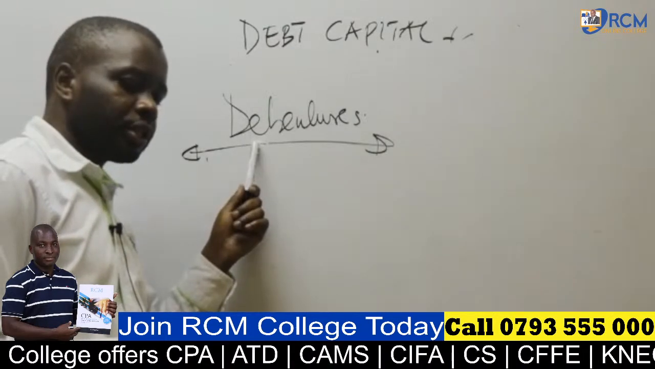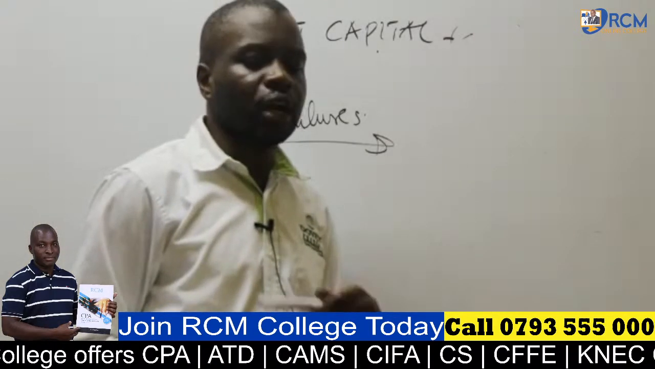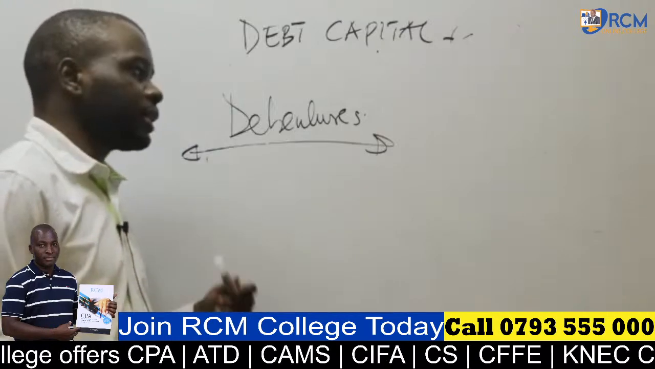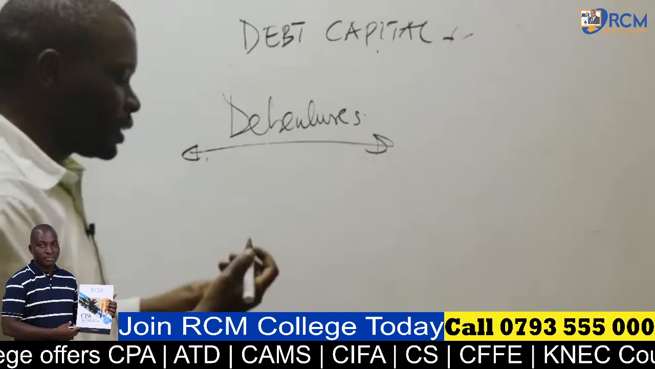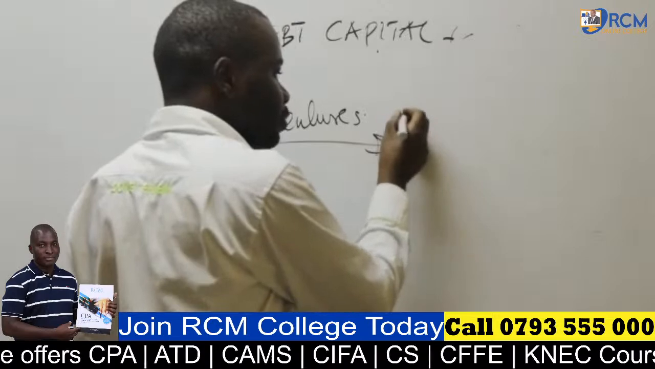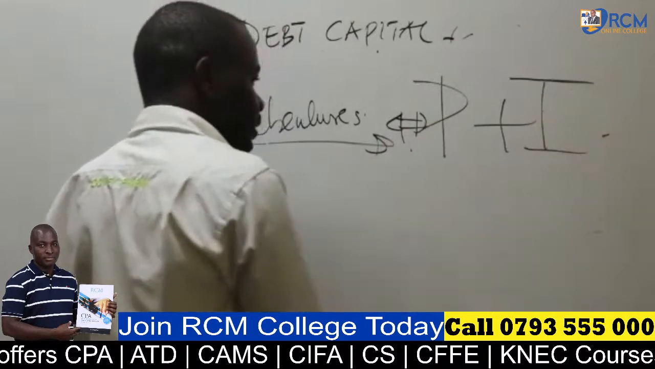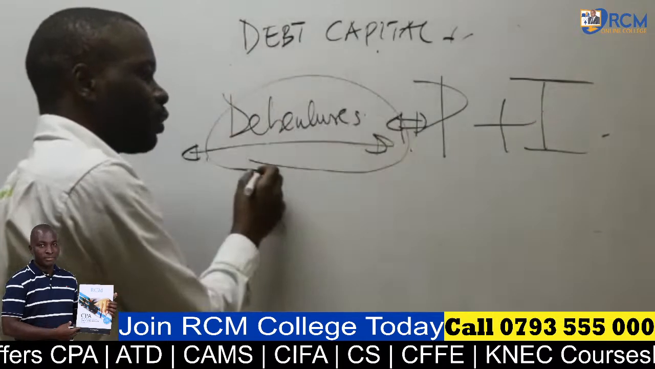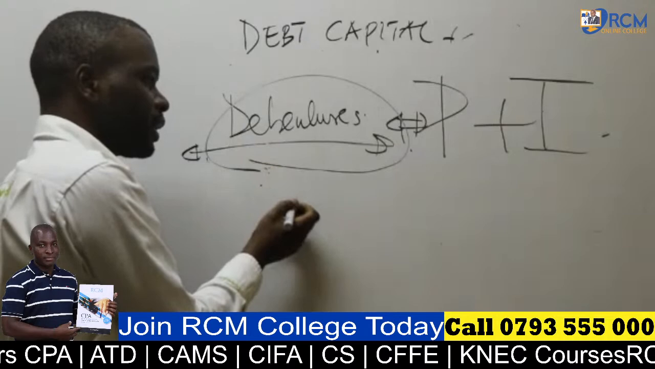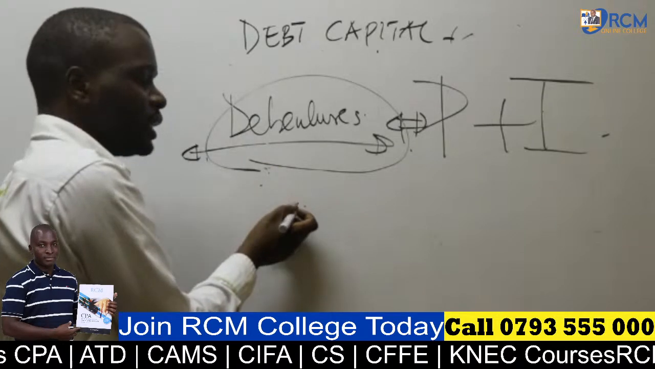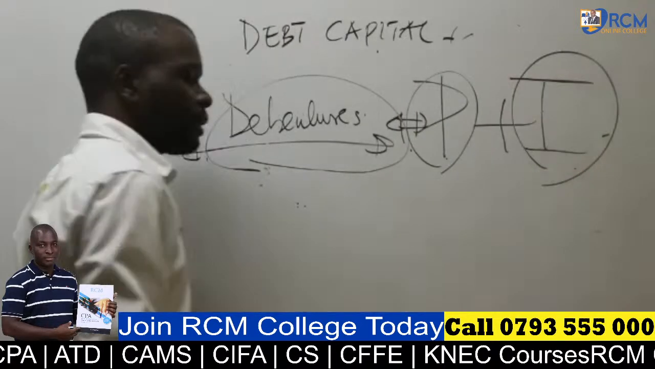So what do we mean by a debenture? A debenture is an instrument, or a document, authenticating that a particular person or party has lent money to the company. Any person who lends you money expects the principal amount and the interest. So it is simply a document indicating that a party has lent money to the company, and therefore their expectation is to get the principal amount and the interest due on that principal amount.